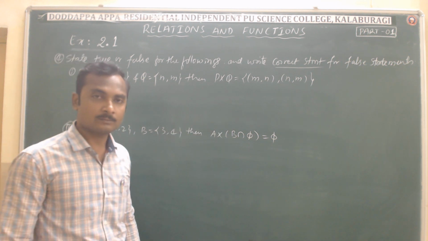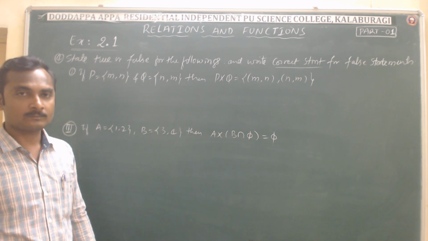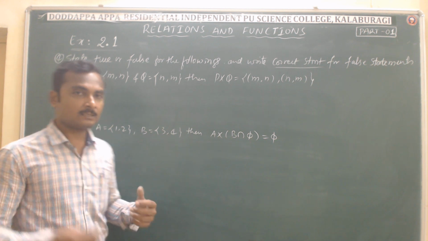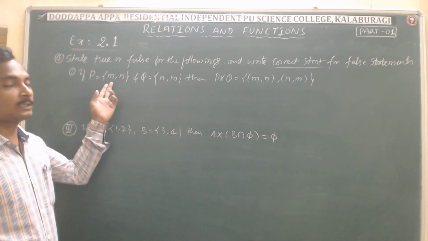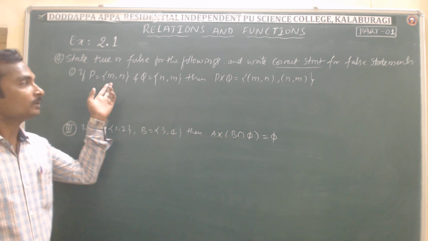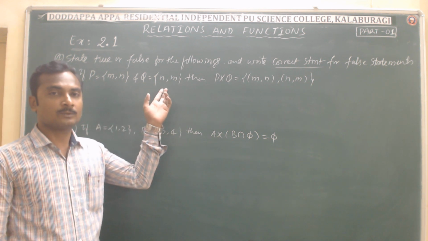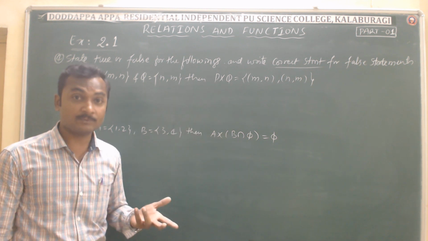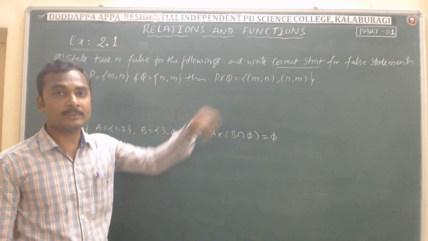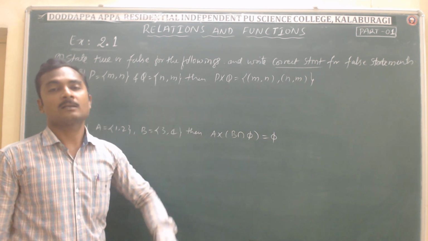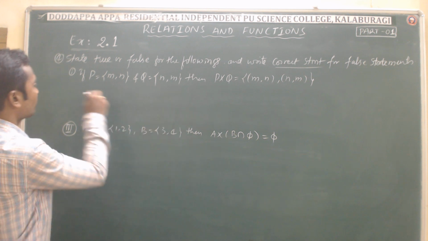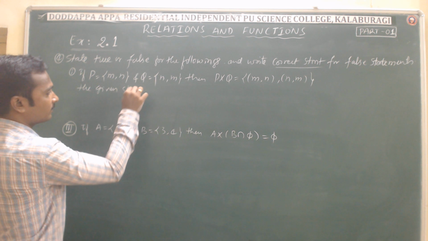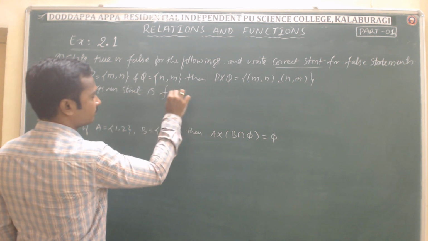Okay, is it correct or wrong? Think. What is the total number of elements of the set P? 2. The total number of elements of the set Q is 2. Then what must be the total number of elements of P cross Q? It must be 2 into 2, 4. There must be 4 elements, but only 2 are given. It means definitely this is a false statement. The given statement is false.